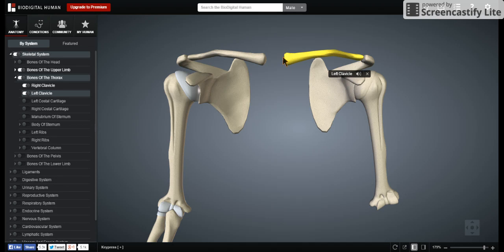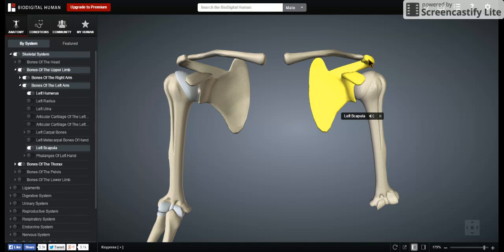Medially, the clavicle articulates with the sternum here, and this is the manubrium of the sternum, the area that I'm circling right now. And then there's the acromion end, and the acromion end of the clavicle articulates with the acromion process of the scapula. So there are two ends on the clavicle, so the clavicle is relatively simple.